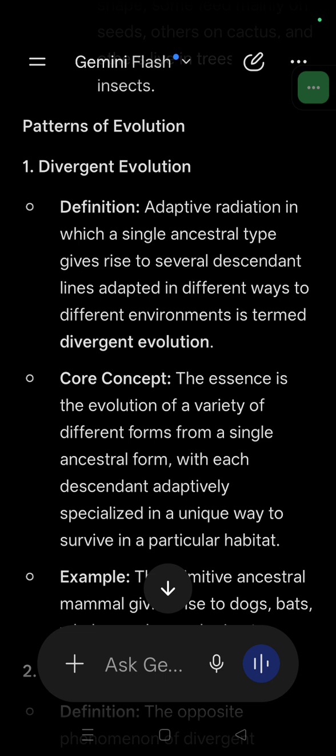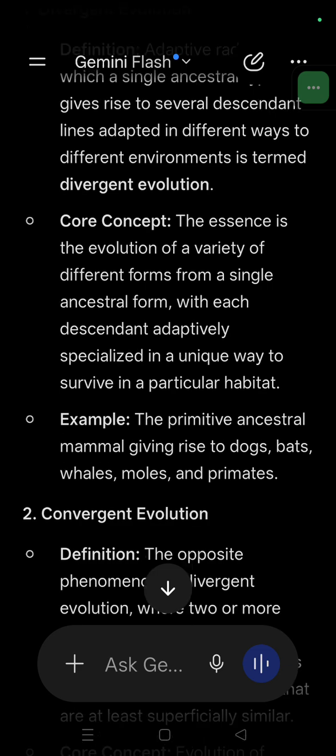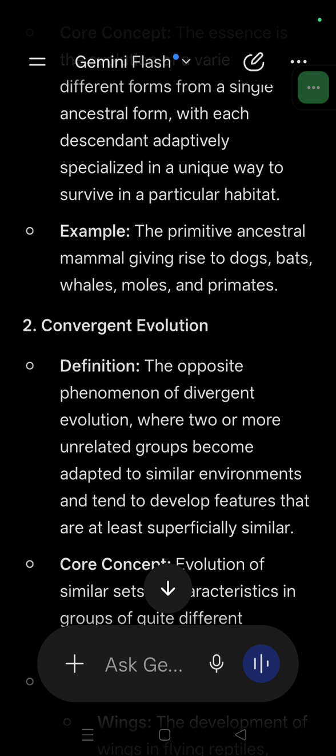The concept is the evolution of a variety of different forms from a single ancestral form, with each descendant adaptively specialized in a unique way to survive in a particular habitat. Example: the primitive ancestral mammals giving rise to dogs, bears, whales, moles, and primates.